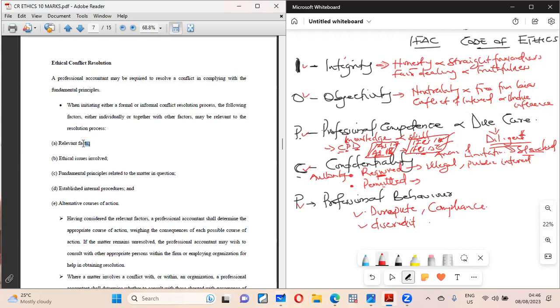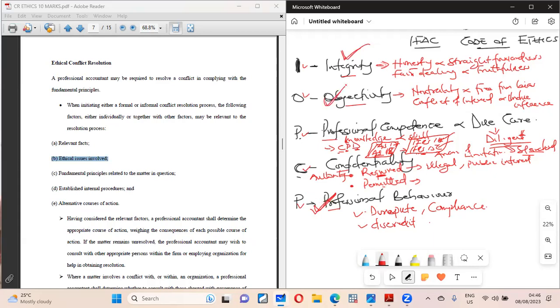Now, what do you do? Look at the relevant facts in the question. What is the question about? Look at the relevant facts and trace them to the ethical issues involved. Is the issue about integrity? Is it about objectivity? Is it about professional competence? Is it about confidentiality? Or is it about professional behavior? See, anytime you see an integrity problem, you will also see professional behavior problems. So it goes together.